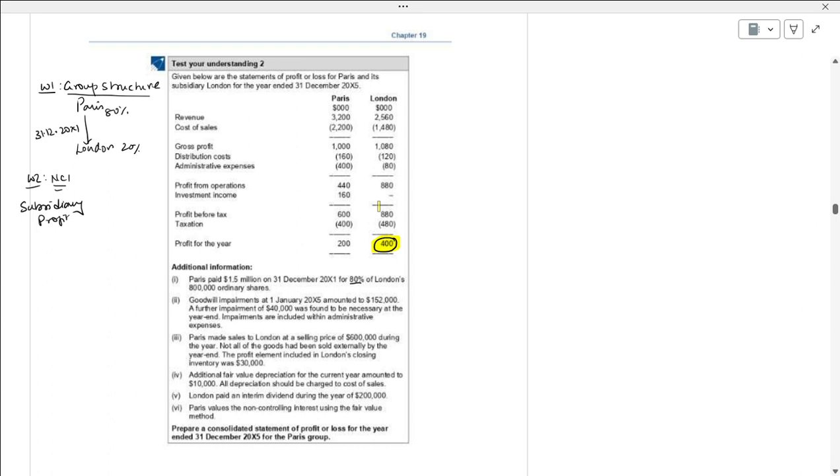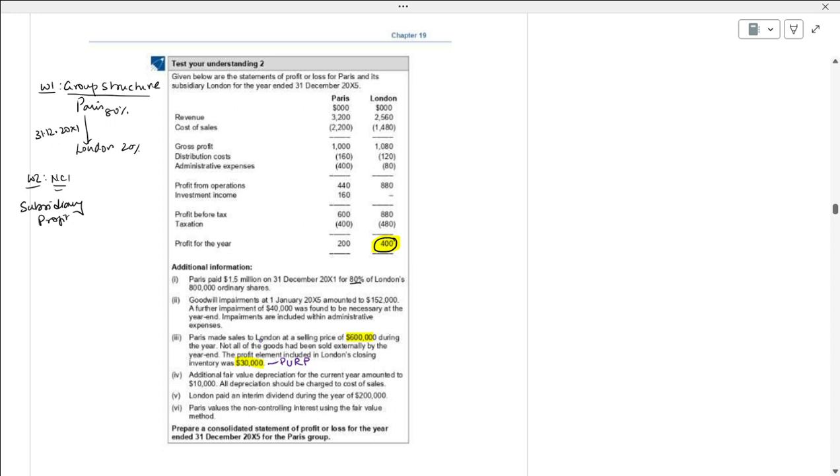Paris made sales to London of 600,000. Not all the goods have been sold externally by the year end. The profit element included in the inventory is how much? They have already calculated the profit element, which is 30,000. This is the PURP.